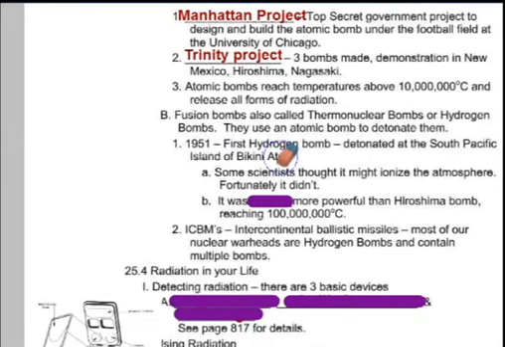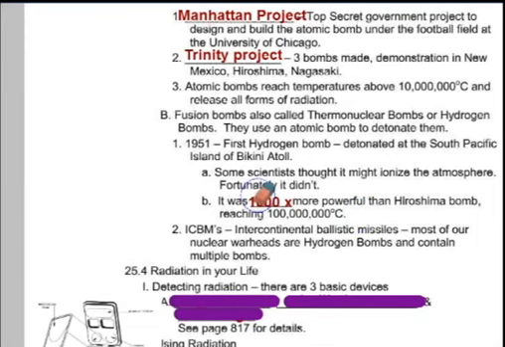Now, rumor has it that the Bikini Atoll was not actually an atoll until they dropped the bomb on it, and then it became an atoll. Someday I'll show you a picture when I get back to class. Some scientists thought it might ionize the atmosphere, which would completely tear apart all of the compounds and gases in the atmosphere and turn them into ions. Fortunately, that didn't happen. It was 1,000 times more powerful than the Hiroshima bomb, and it reached 100 million degrees Celsius.